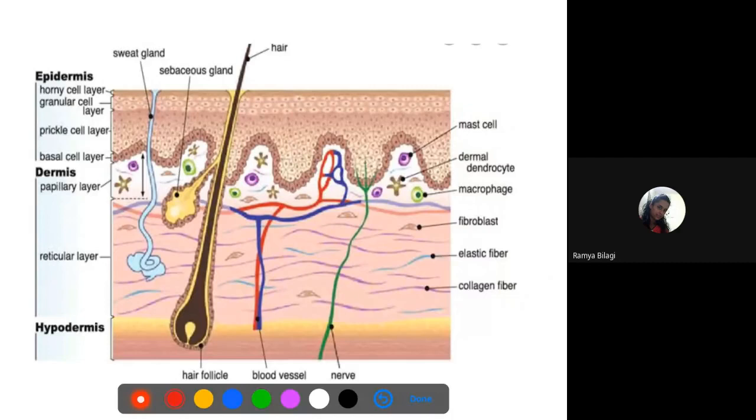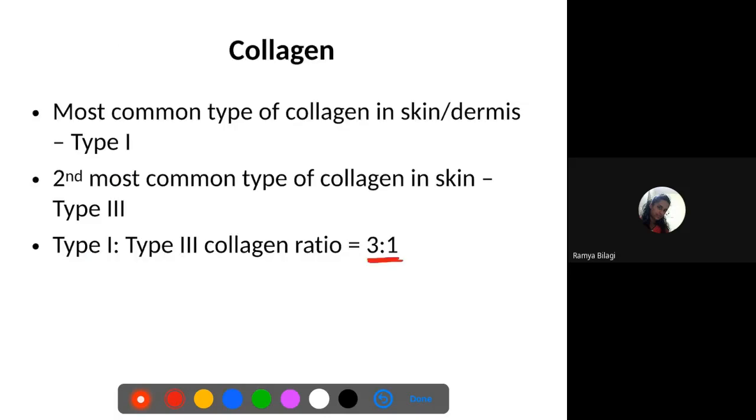So now that we have studied the connective tissue, let's know the important collagen present in our skin. The most common type of collagen in the skin or dermis is type 1, whereas the second most common type of collagen in skin is type 3. The ratio of type 1 to type 3 is 3:1 or 4:1. Different books quote different numbers, but you should remember that type 1 is more than type 3.